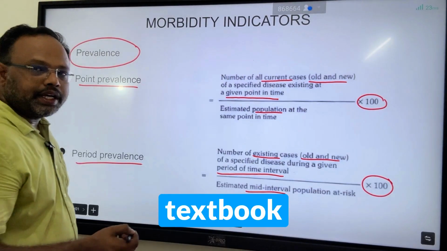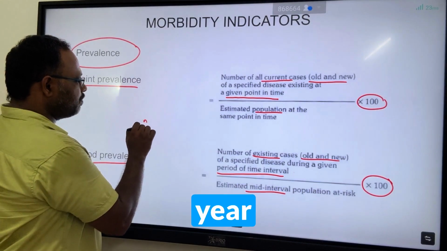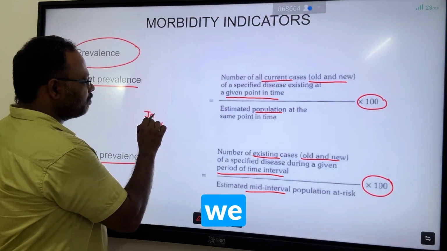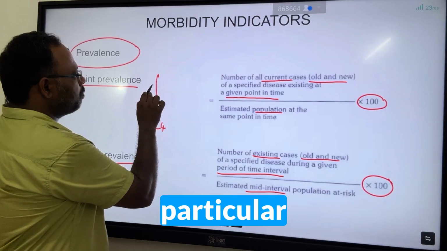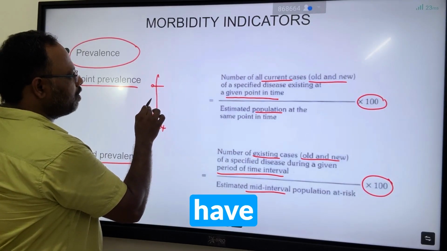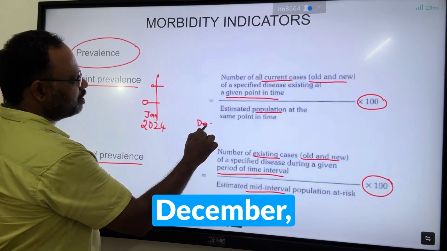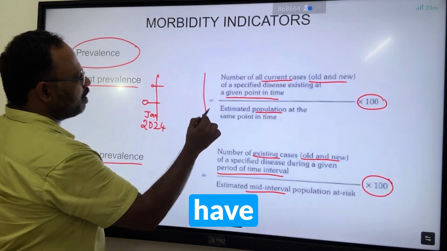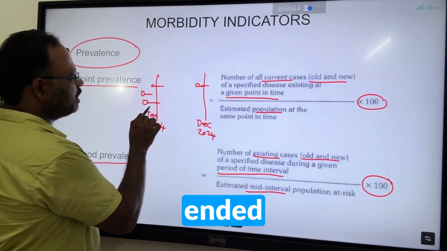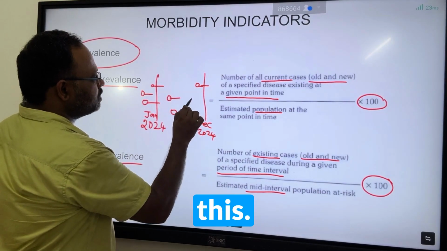In the textbook, there will be a classical example. Suppose at the start of the year, January 2024, we have a particular case and it is recovered, and we have a case which is present here, and in December 2024 we have a new case developed here, and there is one case that ended before January 2024, and the cases are like this.